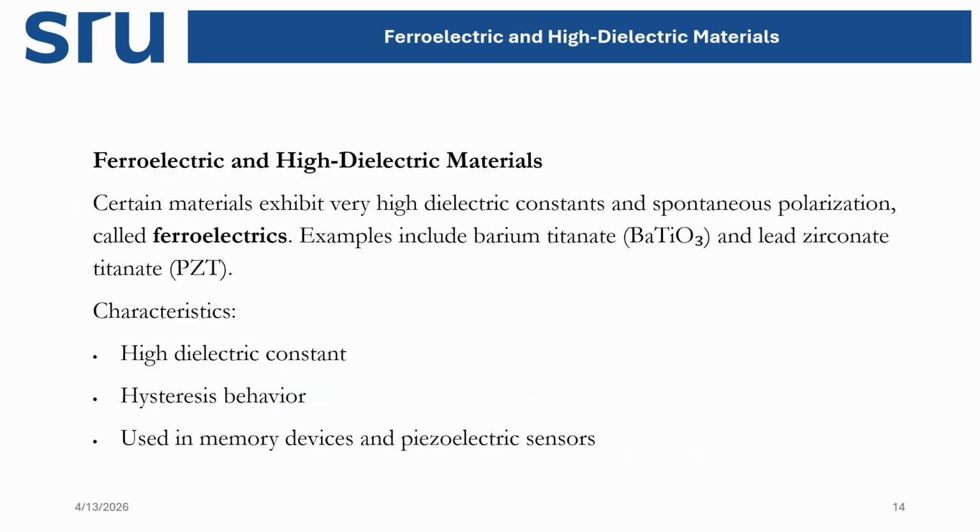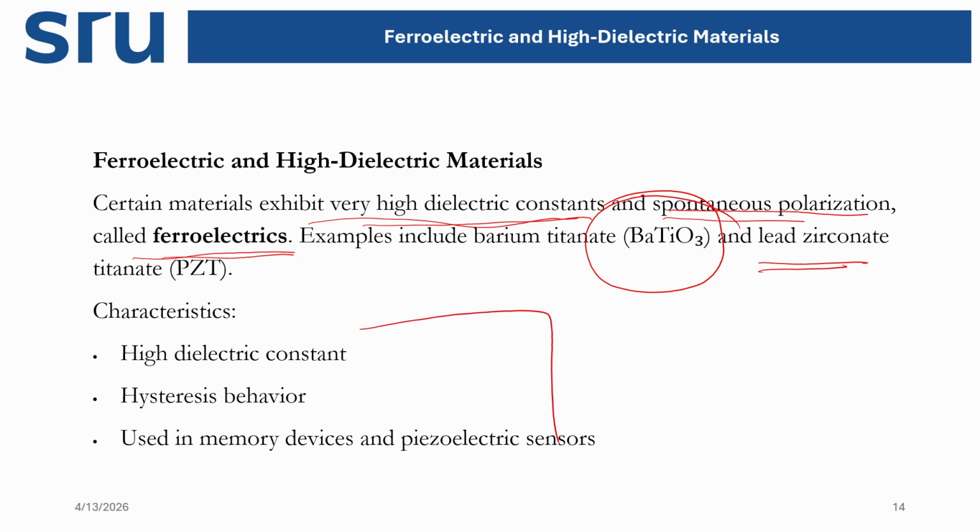Ferroelectric and high dielectric materials. Ferroelectric materials show a high dielectric constant, but spontaneous polarization also takes place in the molecule. Spontaneously, inside the molecule, polarization or dipole moment is created, and then polarization can be observed. That is called ferroelectricity. The compounds are barium titanate or lead zirconate titanate. These molecules have a very high dielectric constant.